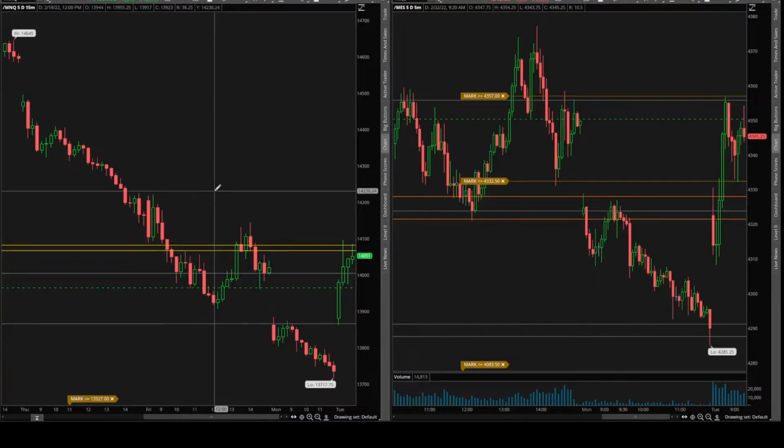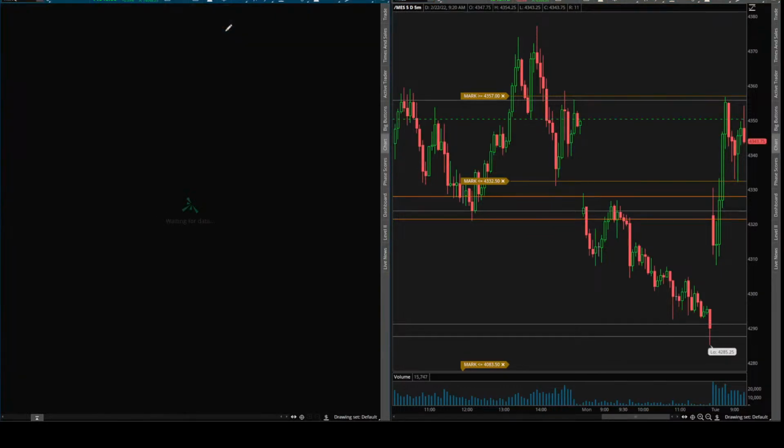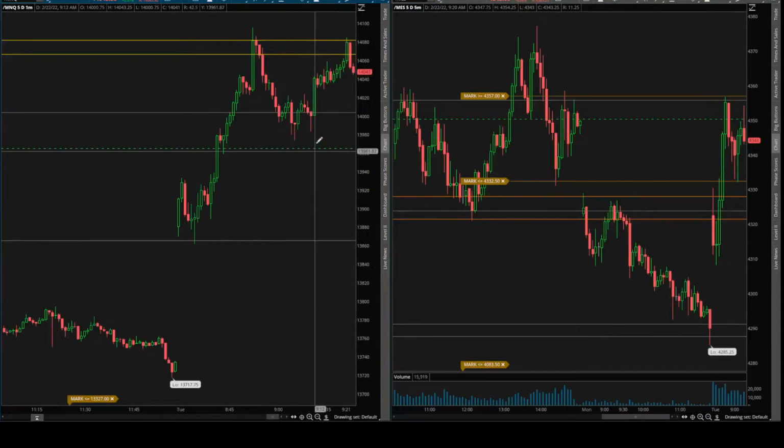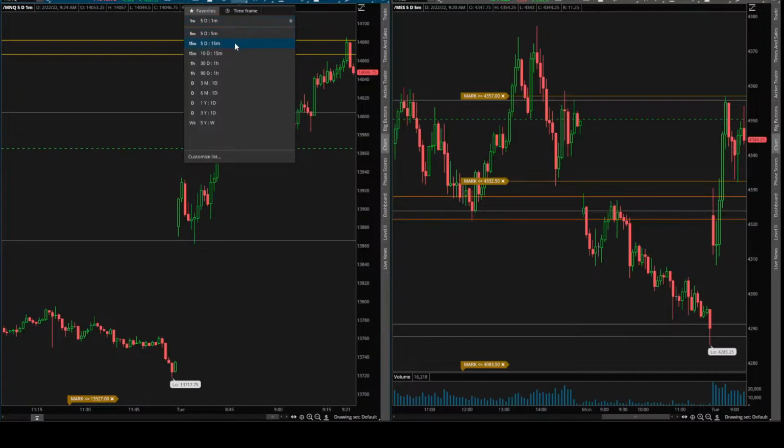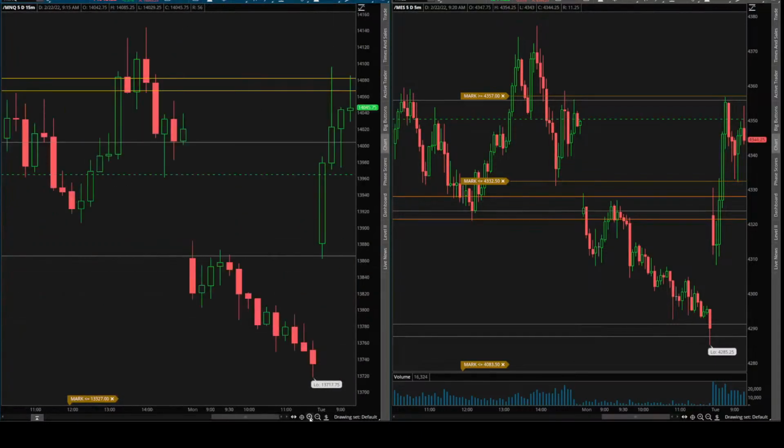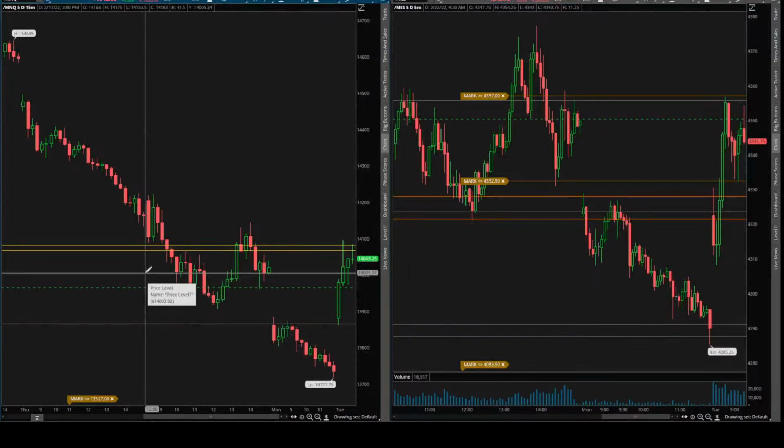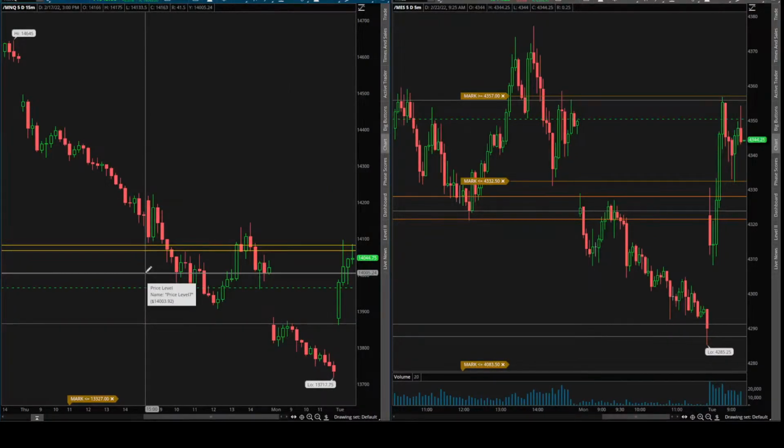Decent little rejection there on the NASDAQ as well. Came up, got rejected. Now we've got to ask ourselves if some of the bulls are trapped. Let's see.